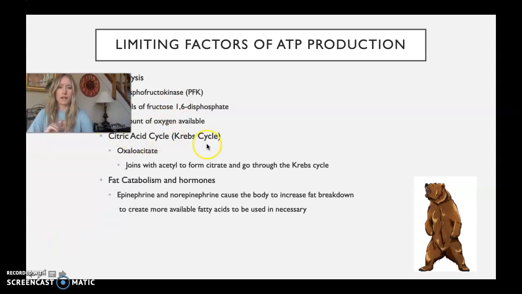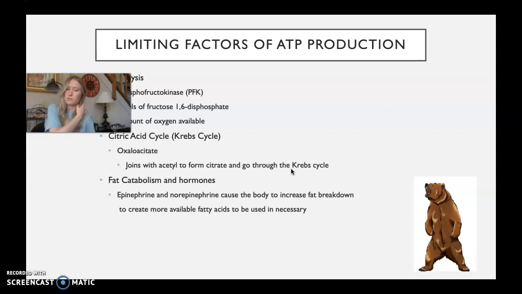And then the citric acid cycle, the limiting factor would be the oxaloacetate, which is a carbohydrate. If it's not there, we can't go through that cycle because there's no way to turn that acetyl into citrate to then continue on through the Krebs cycle.